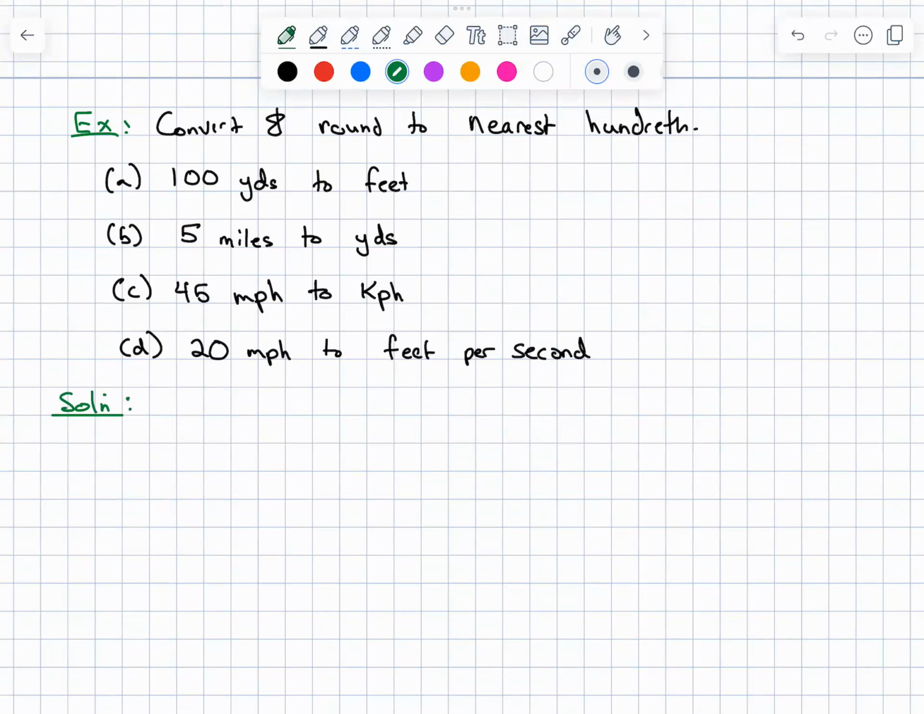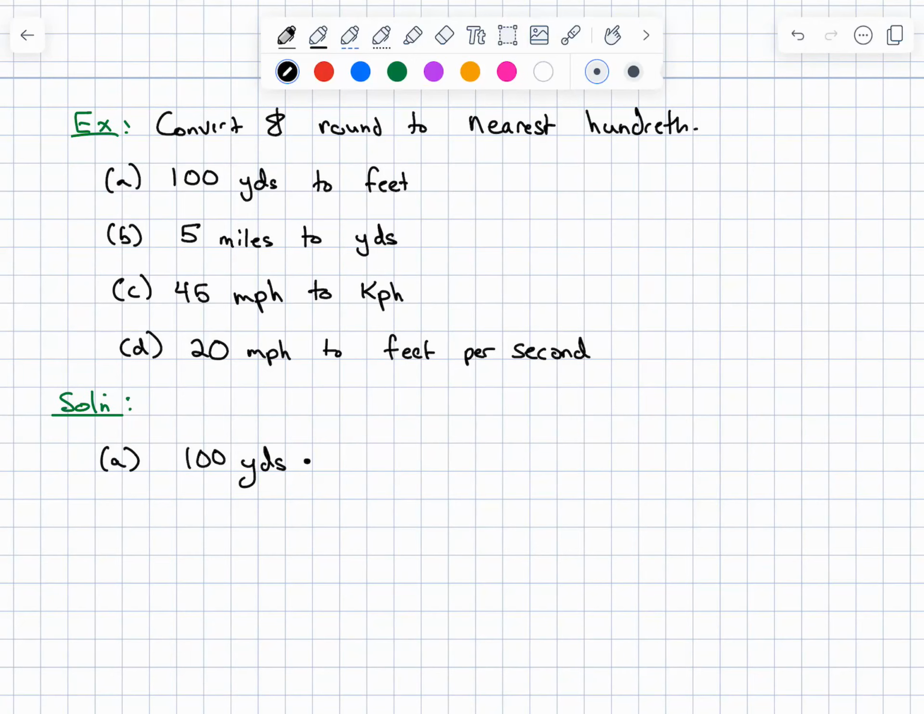So I'm going to show you the formal way, and then I'm going to show you a nice quick way, a little more organized way to do it, because there's a little bit easier thing to do. So part A, we're going to start with that 100 yards. And we want to convert that to feet. Now, I know a conversion factor from yards to feet, right? And feet to yards. There's 3 feet in every yard, right?